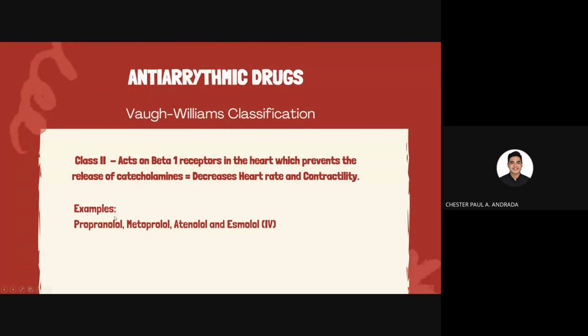So sa class 2 classification, dito po is usually ito po yung mga beta blockers natin. So the class 2 drugs acts on beta 1 receptors in the heart, which prevents the release of catecholamines, decreases heart rate and contractility. So examples of which are propranolol, metoprolol, atenolol, and esmolol. So in the clinical, usually esmolol is given IV due to its faster mode of action. So usually in IV po siya.